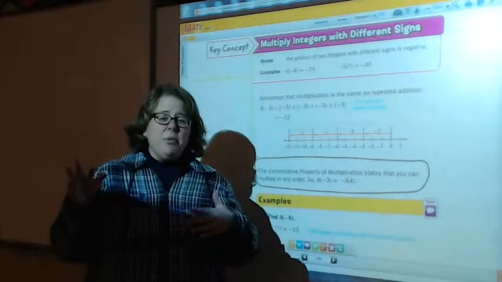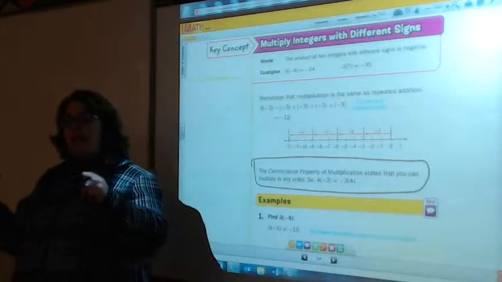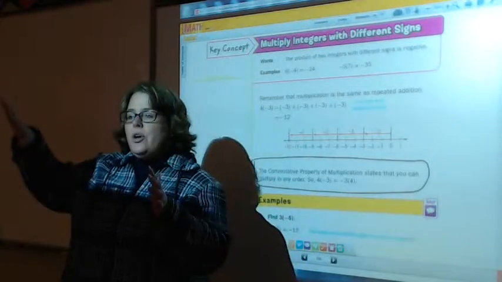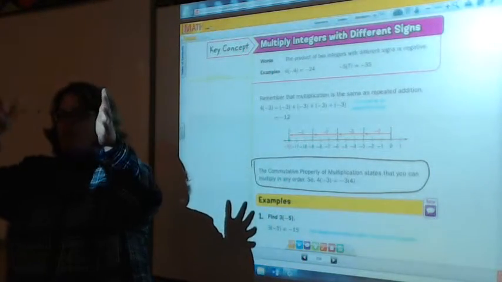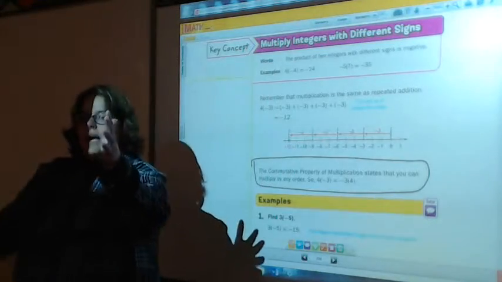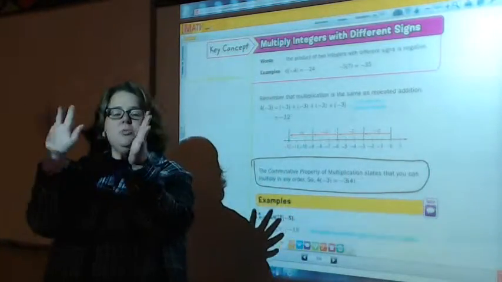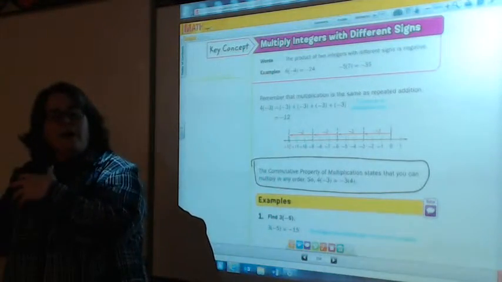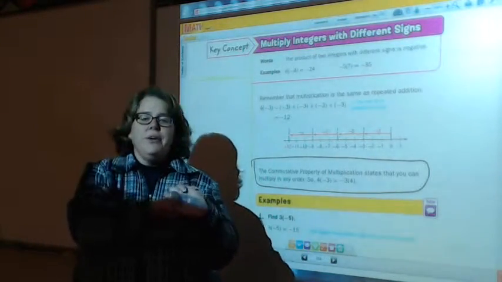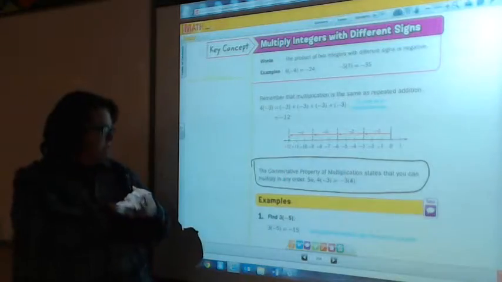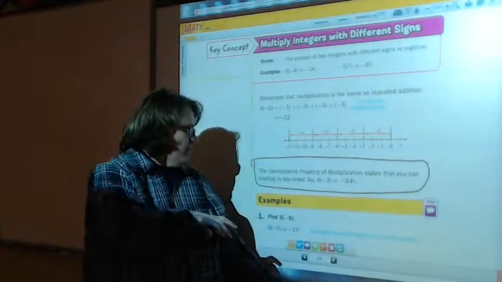And that's going to become important because if you have a negative times a positive times a negative, you can move those negatives together and then multiply them, get a positive, and then you can multiply that times the positive so that you end up with positive. It just makes it a lot easier when you're doing your multiplication. So that is really going to become important.